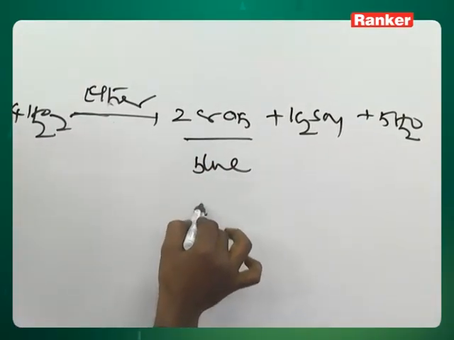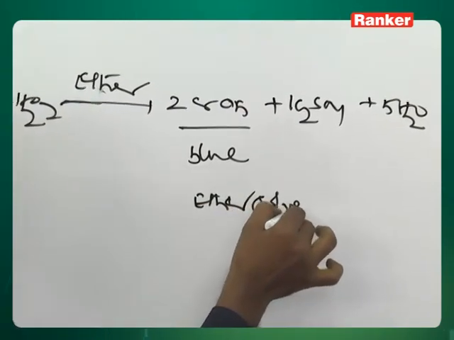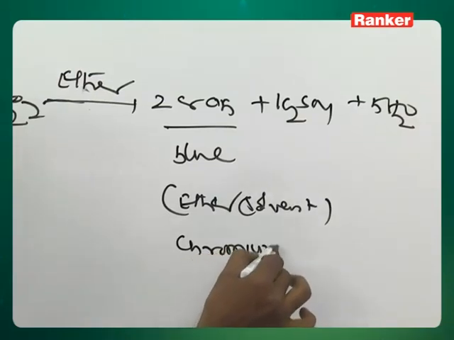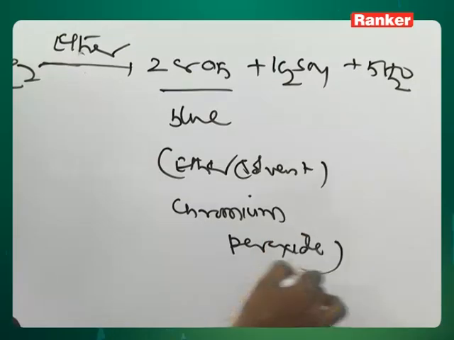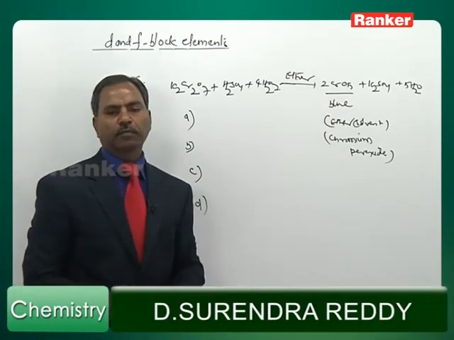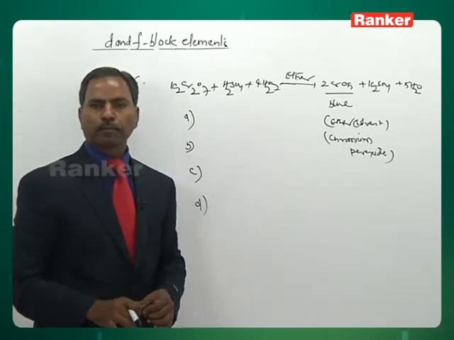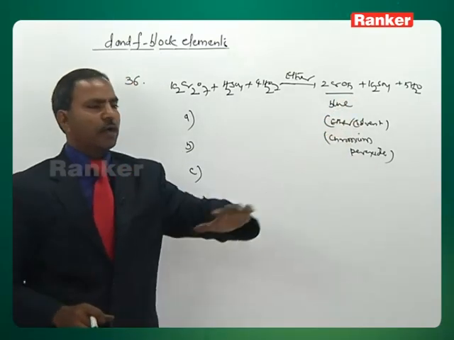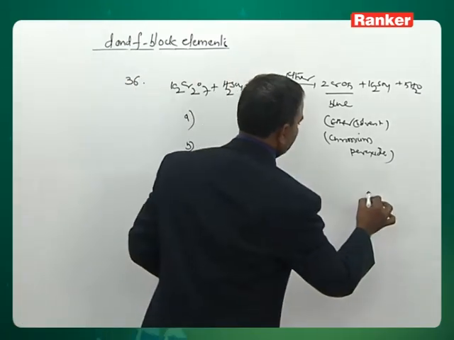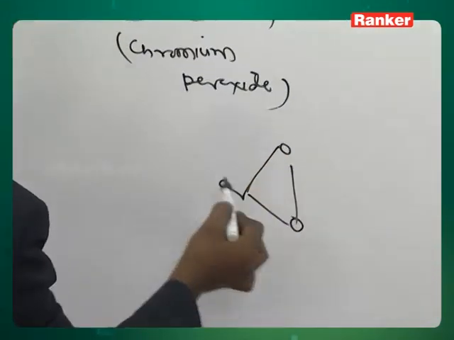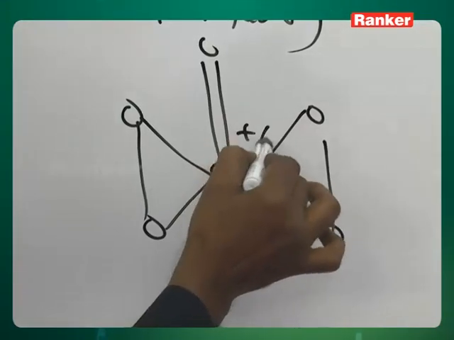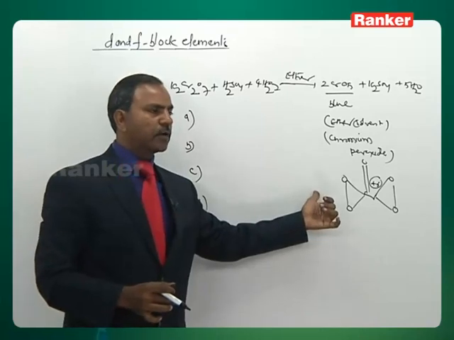It is seen in the ether solvent as a blue color. This is chromium peroxide. The oxidation number of chromium in chromium peroxide is +6, so the first compound has oxidation number +6. When you allow it to stand for a few minutes, it is a most unstable compound. Why unstable? It is a peroxy compound. The structure of this compound is what we call the butterfly structure. The chromium in this is +6. It is a diperoxy compound, a peroxy compound, unstable.